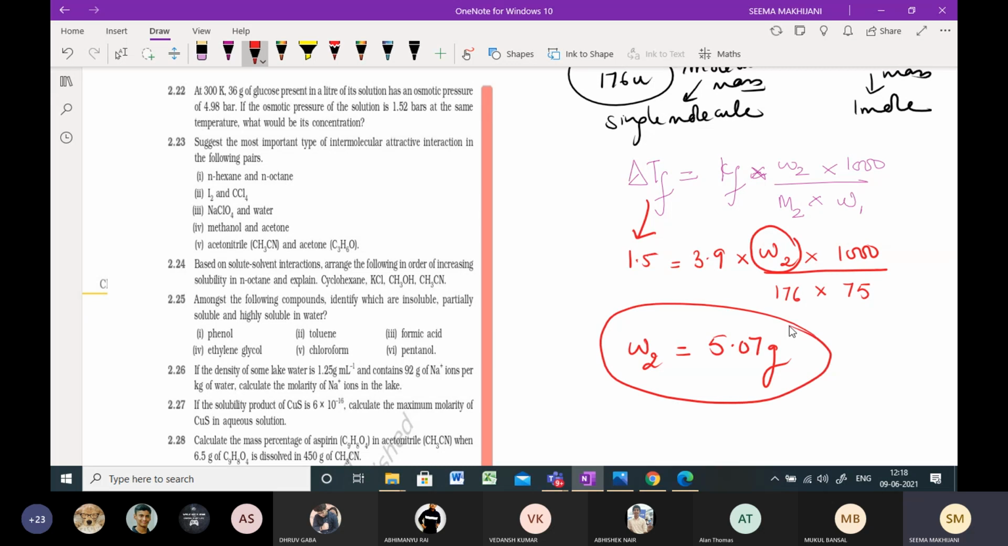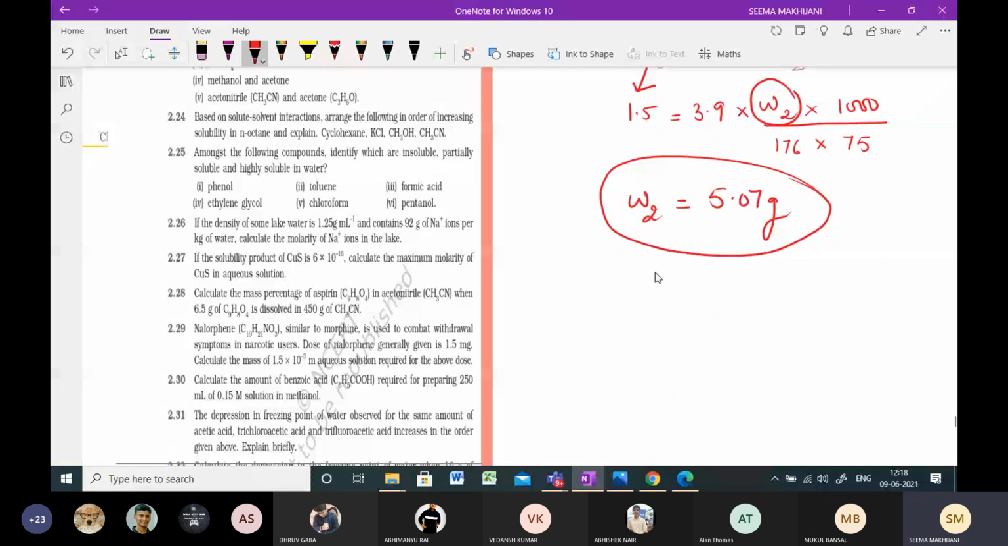In today's class, I'm only doing the numericals related to colligative property: relative lowering of vapor pressure, elevation in boiling point, and the depression in the freezing point. We will be talking about the fourth colligative property in the next class. Now let's move on to the numericals of the exercise questions.